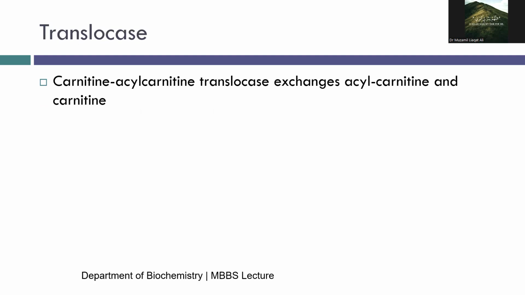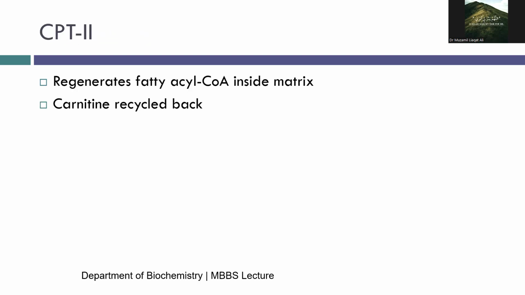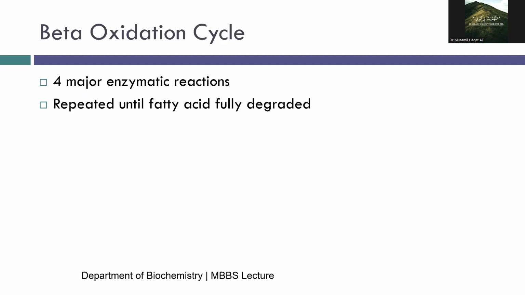Carnitine acylcarnitine translocase in the inner mitochondrial membrane exchanges acylcarnitine, which is entering, for free carnitine, which is exiting. That is done by the translocase enzyme. The CPT-II, carnitine palmitoyl transferase 2, is located on the inner surface of the inner mitochondrial membrane. It transfers the acyl group back to the CoA inside the matrix, regenerating the fatty acyl-CoA and free carnitine, which is again recycled.